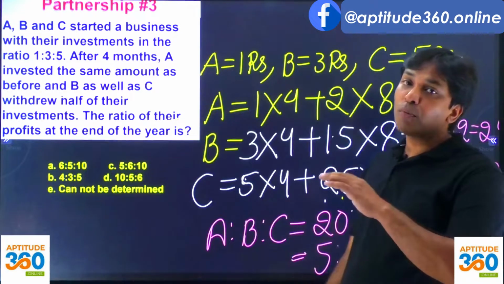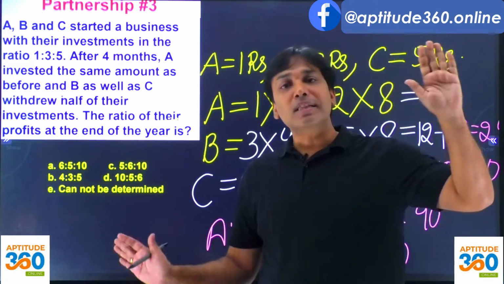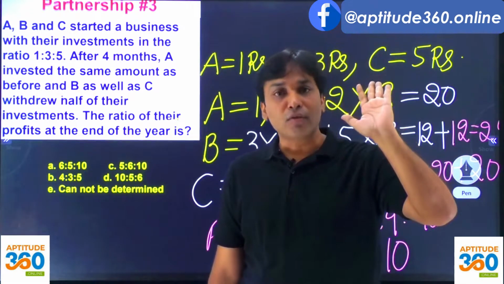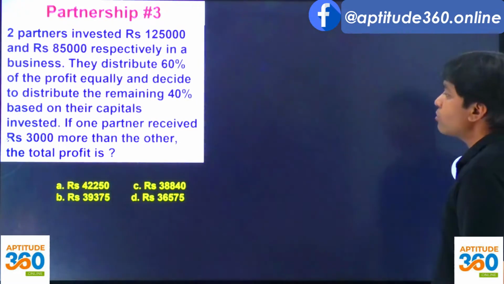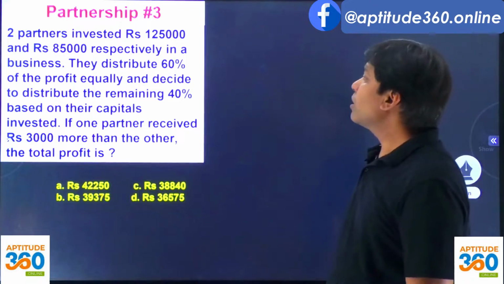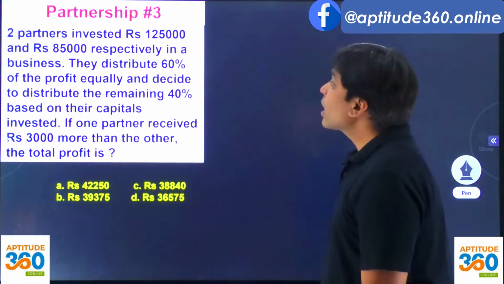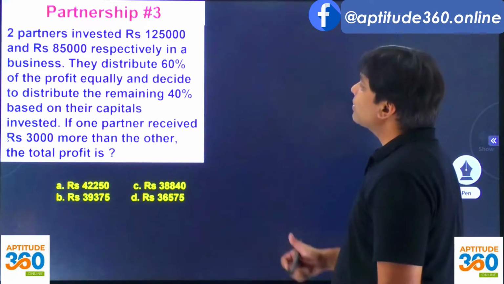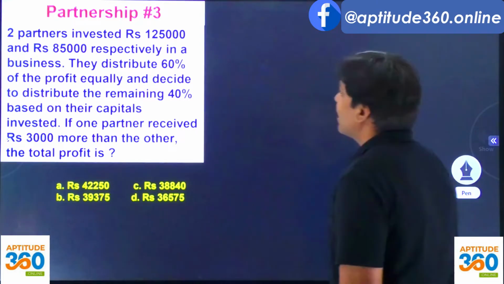So partnership problems होते बड़े simple है. अगर आपने problems को complicated बड़े बड़े तरीके से लगाया तो इसका मतलब है your understanding of the problems is not thorough. Let us try to solve this question. Maybe this is the last problem of this video and then we will learn something else in the next video. Two partners invested 1,25,000 rupees and 85,000 rupees.